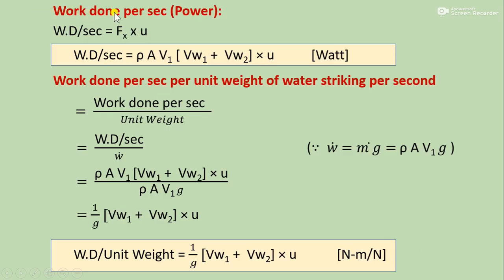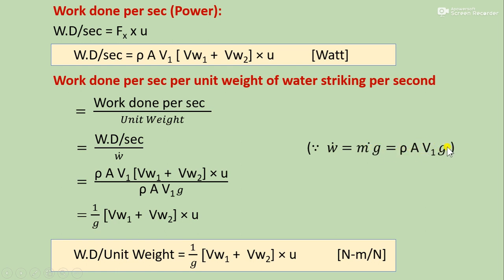Now we will see work done per second, that is power, that is product of force into blade velocity. So work done per second for Pelton wheel is equal to rho a V1 bracket VW1 plus VW2 into U watt. Work done per second can be written in the form of per unit weight of water striking per second, that is ratio of work done per second to unit weight, that is W dot. Now W dot is equal to M dot G and M dot is mass flow rate.